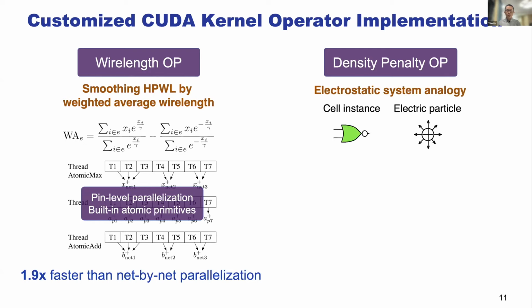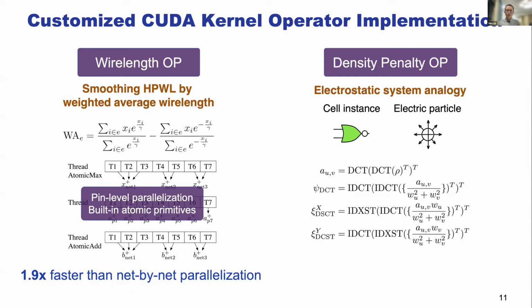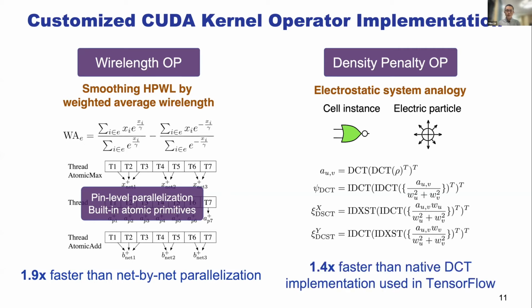For the density operator, DREAMPlace proposed an analogy between a cell instance and an electric particle. Then the density penalty can be computed as the potential energy of the electrostatic system, and the gradient corresponds to the electric force. These are solutions to a well-defined Poisson equation and can be computed with a series of discrete cosine transformations and their variations. We propose a fast DCT implementation leveraging the highly optimized CUDA FFT kernel and show it is 1.4 times faster than the native DCT implementation in TensorFlow.